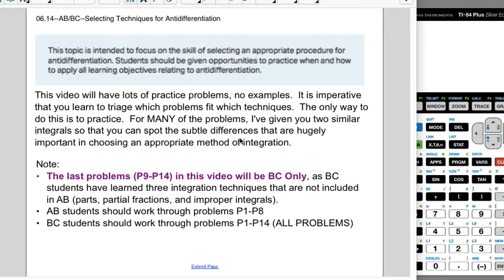For many of the problems, I've actually given you two very similar integrals that you can do side by side to see the subtle differences that are hugely important in the choices you make for integration.